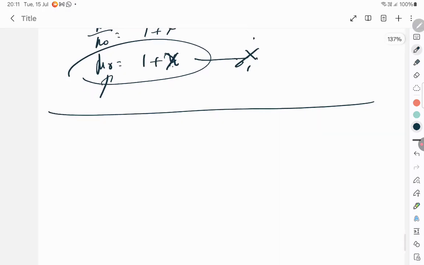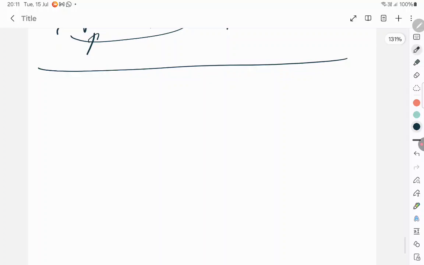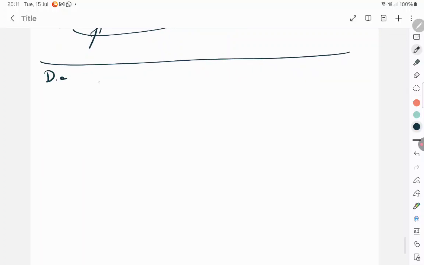Next I'm going to teach you the difference between dia, para and ferro: a diamagnetic substance, a paramagnetic substance and a ferromagnetic substance.